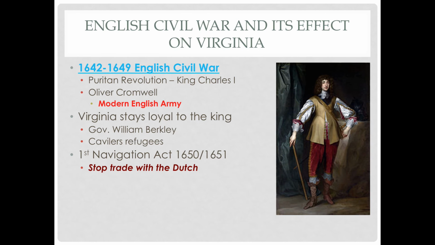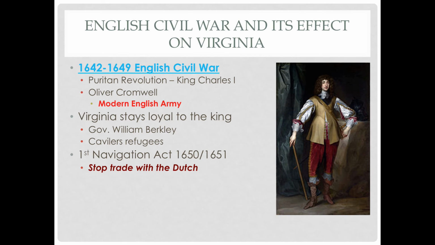There will be some Virginians who will raise small militia bands and will actually go to England to fight on the side of the king. But unfortunately, in 1649, the king loses, and he loses big time. And I mean big time. In order to win a war and overthrow a monarchy, you have to commit what's called regicide. That means you cut off the head of the king. That's not nice. Anyways, King Charles I will lose his head at the end of the English Civil War.